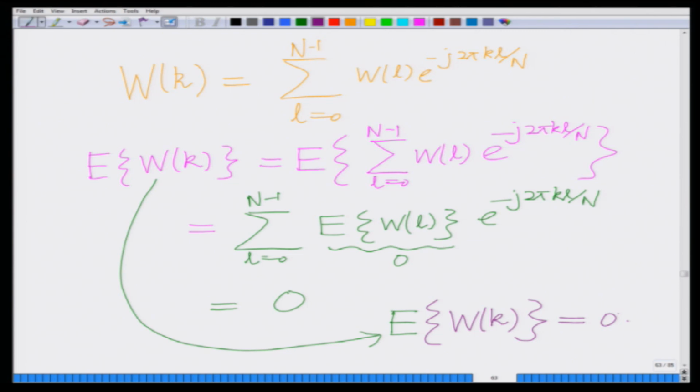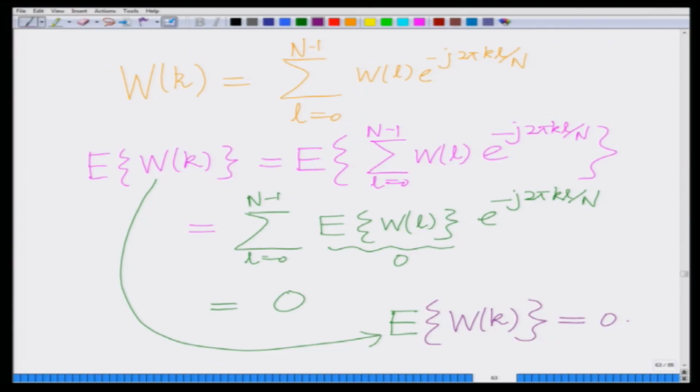That is, each noise sample at the input is 0 mean, and since the FFT is a linear operation, naturally at the output of the FFT, the mean of each noise sample capital W_k is also 0 mean. Alright, so no surprises there. So, each noise sample capital W_k on each subcarrier is also 0 mean.